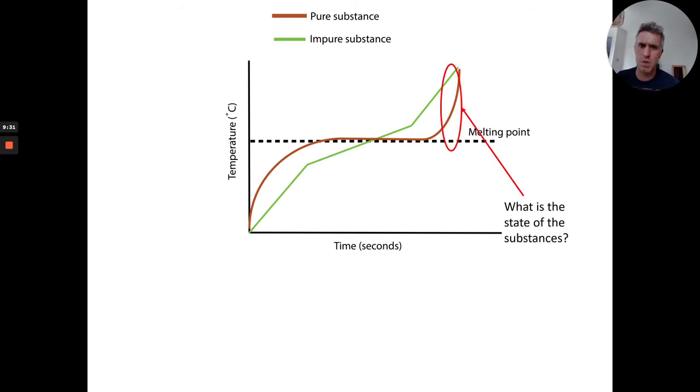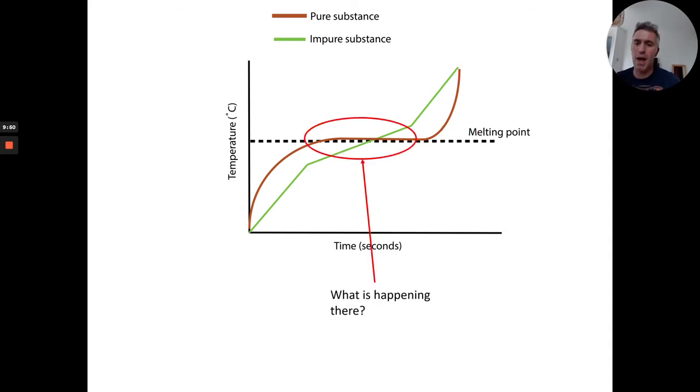Above the line, what is it? Did you say liquid? Excellent, even if you only said it to yourself in your head. So we have solid, and then we have liquid. And between the two, it has melted. But look at the difference in the melting of those two substances. The brown line, it goes up, and it has a nice horizontal, completely horizontal line as it melts. The green line doesn't go horizontal at all.